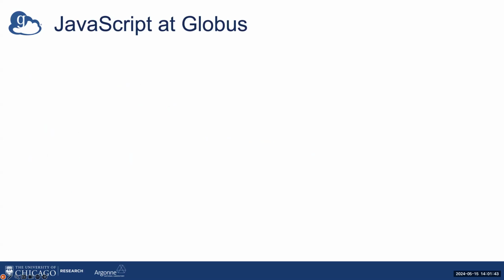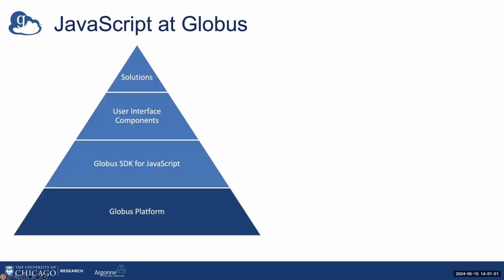So let's start with talking a bit about JavaScript at Globus and, more generally, the ecosystem in which we see JavaScript playing a role at Globus. You might have seen this graphic before, and really what this graphic intends to convey is what the JavaScript ecosystem at Globus is and how we're working on building it up.